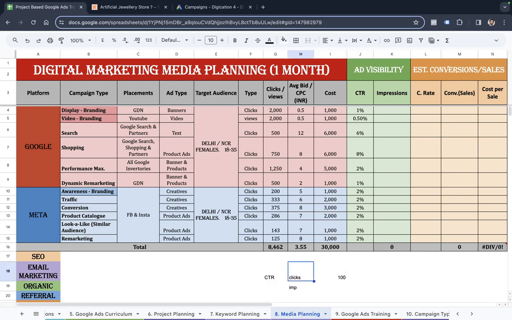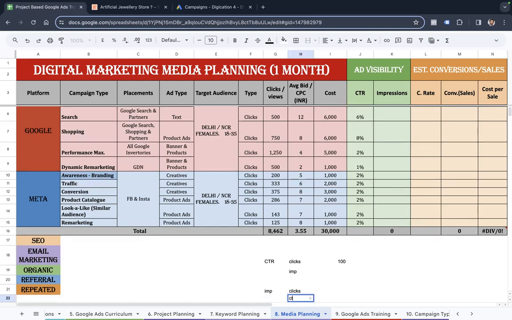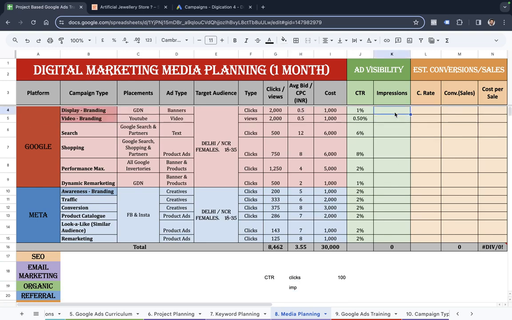So click rate means the rate of clicks on the total number of impressions. That's why it becomes clicks upon impressions into 100. Then the impression formula will become equal to clicks divided by CTR into 100. We simply exchange these numbers using simple maths. Now, impressions, meaning total number of views, is equal to clicks divided by CTR.